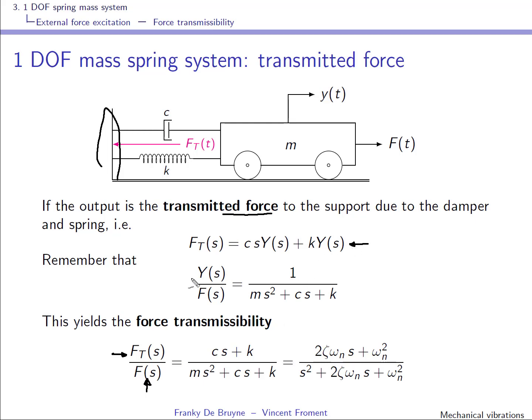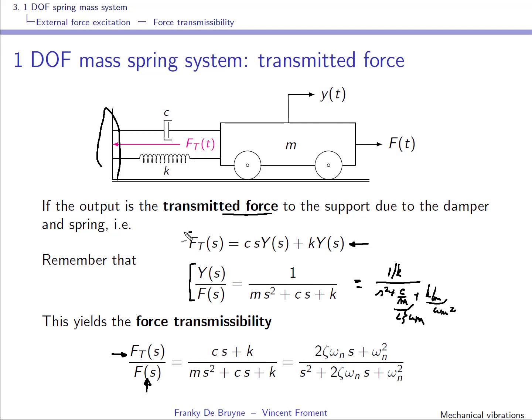this equation, and since we had already computed the displacement transmissibility, remember that this is indeed the same equation as I've written before, 1 over k, s squared plus c over m s plus k over m, and this is omega n squared, and this is 2 zeta omega n. So this is indeed the same equation.